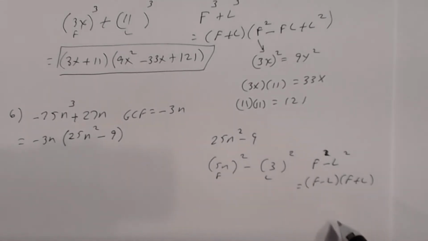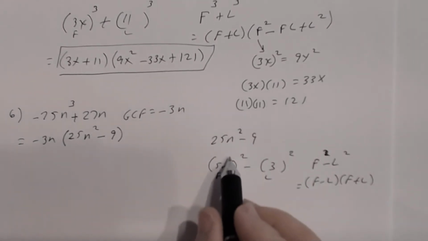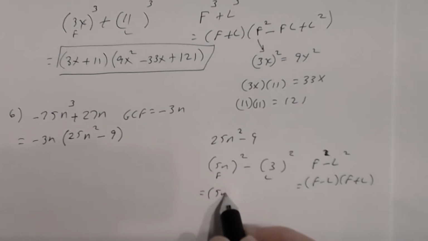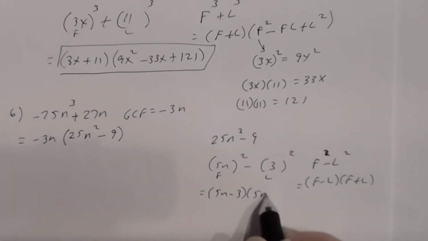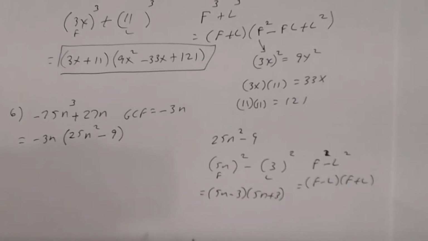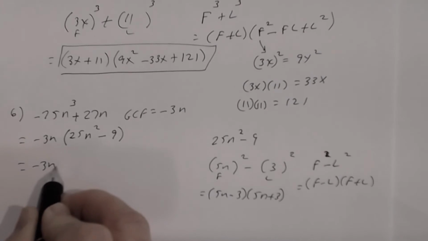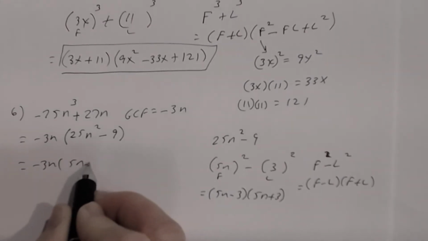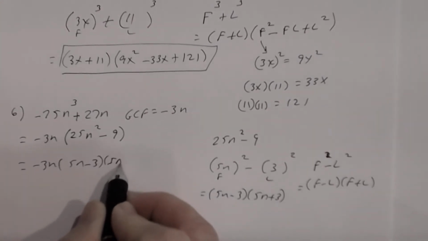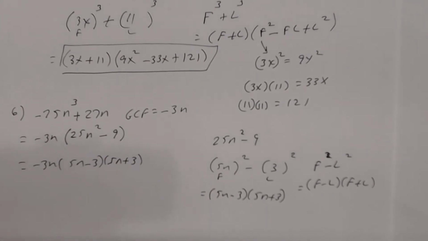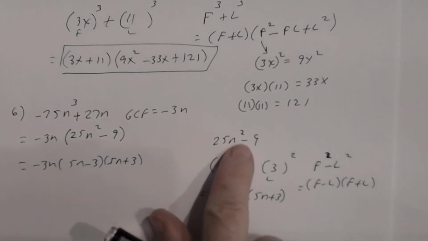All right, so the difference of two squares. Basically this right here becomes 5n minus 3 times 5n plus 3. All right, and so your answer to the original problem, don't forget your GCF, would be negative 3n times 5n minus 3 times 5n plus 3. Okay, and again, always double check. FOIL this out, and you'll see you'll get this binomial back.